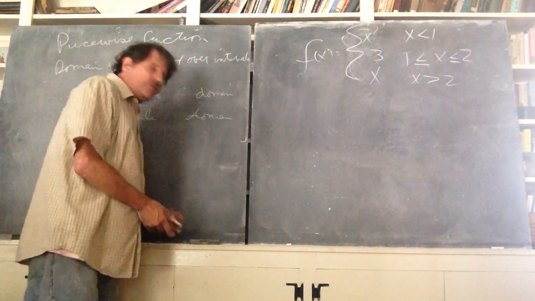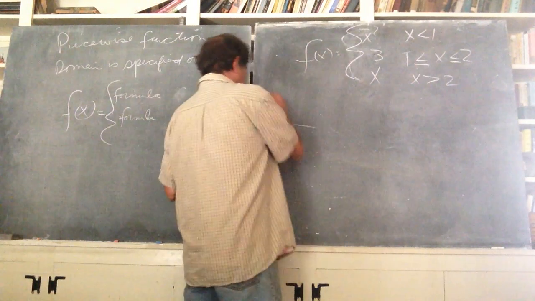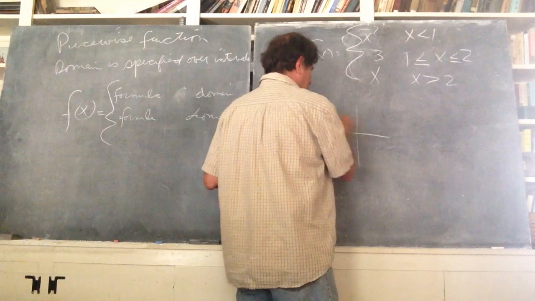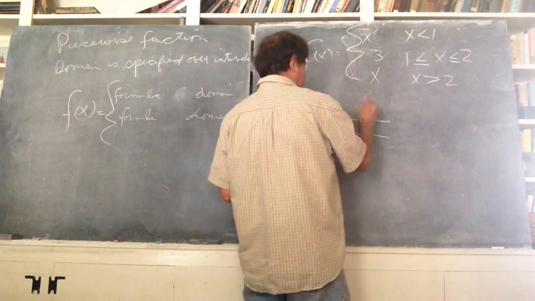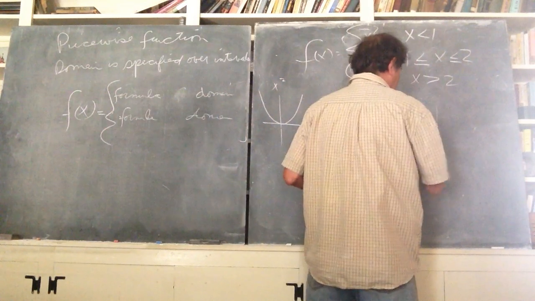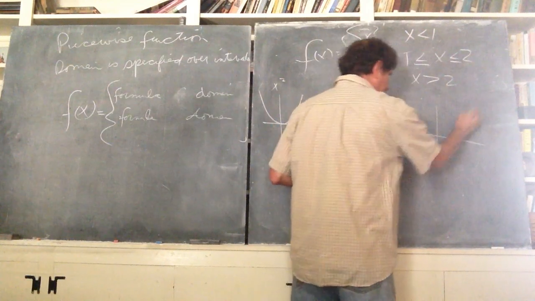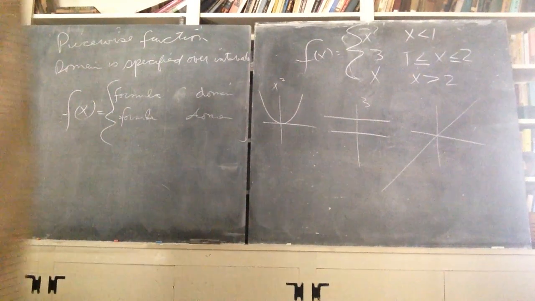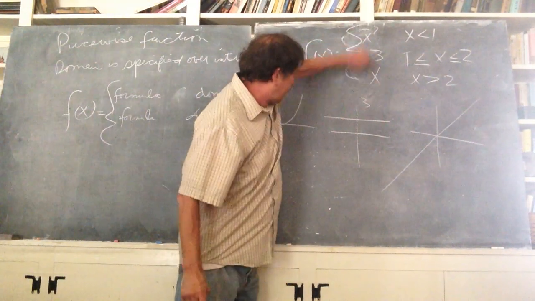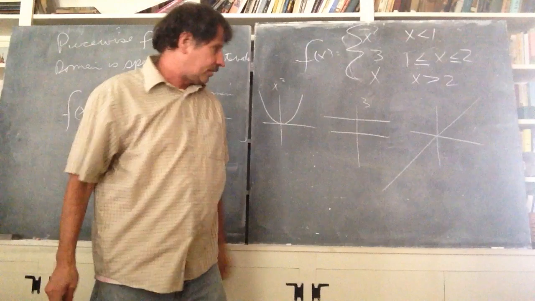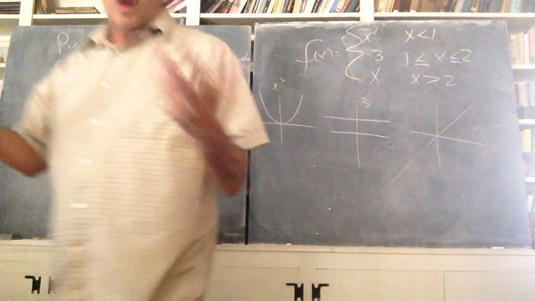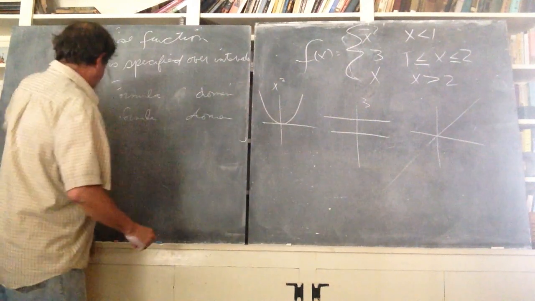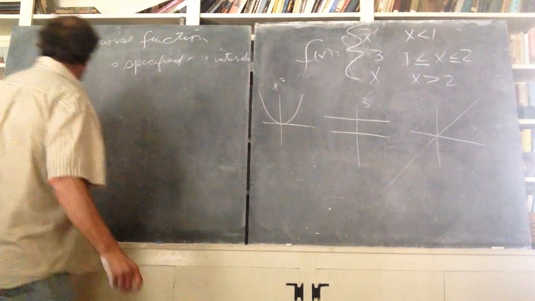So here we go. I'm going to draw each one of those functions separately. x squared. 3. x. Okay, I just drew them separately. Those are the first function, the second function, and the third function on 3 different graphs. Now we want to put it on the same graph. So I'll erase all this stuff and put it over here real big so you can see.